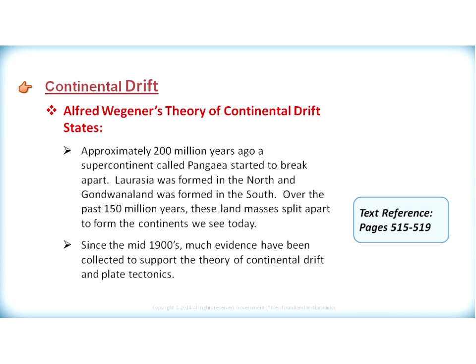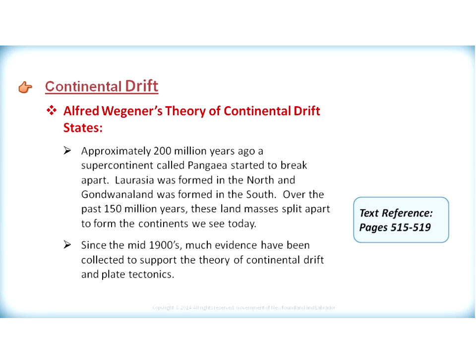When looking at continental drift, Alfred Wegener's theory of continental drift states that approximately 200 million years ago, a supercontinent called Pangaea started to break apart. Laurasia was formed in the north, and Gondwanaland was formed in the south. Over the past 150 million years, these landmasses split apart and drifted to their present positions that we see today.